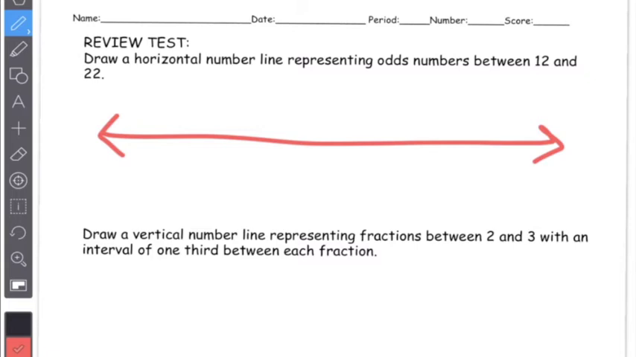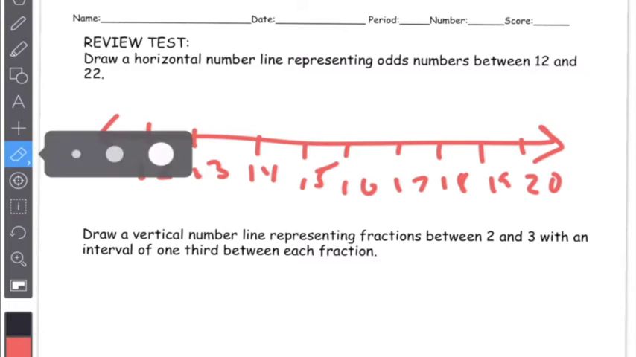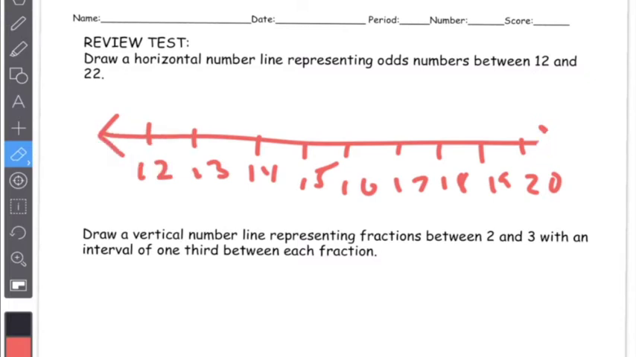So I'm going to draw that. I notice that it's numbers between 12 and 22, so I'm going to write 12 and go up to 22. 16, 17, all the way up to 22, 19, 20. Oh, I ran out of room there. Let me just erase that. Okay, 21 and 22. Sorry, it's a little squished.